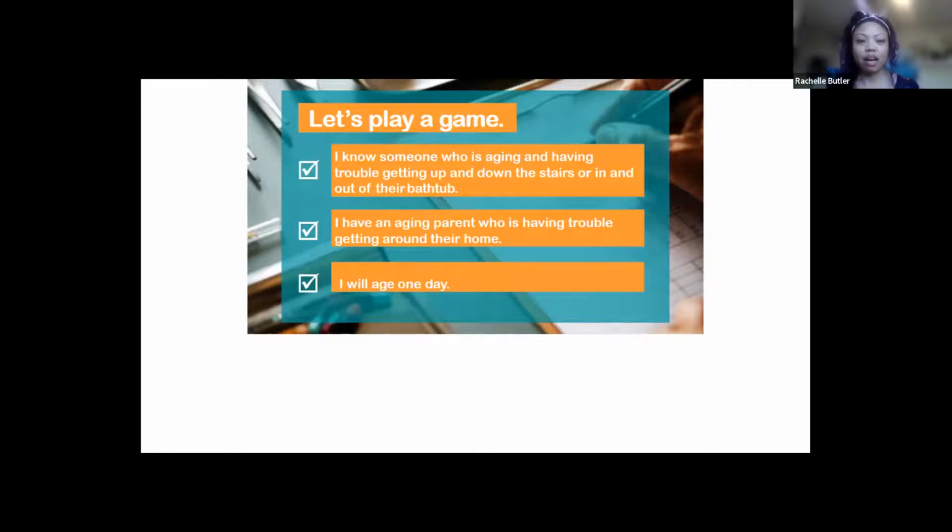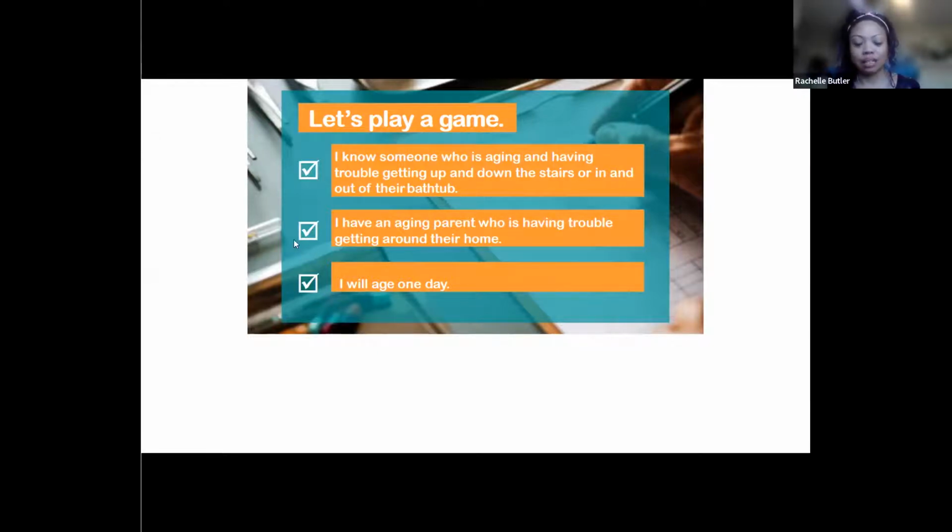Okay, and then now keep your hands up, or put your hand up if you have an aging parent who also has trouble getting around their home. So I'm imagining here, if we were all together in person, that a lot more hands would be up in the air right now. Okay, and so lastly, please put your hand up if you will in fact also age one day. So everyone's hands should be up by now.